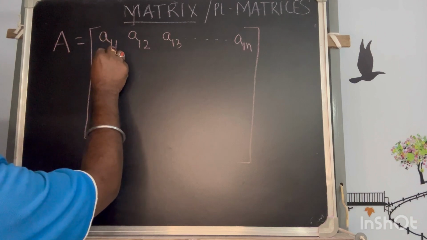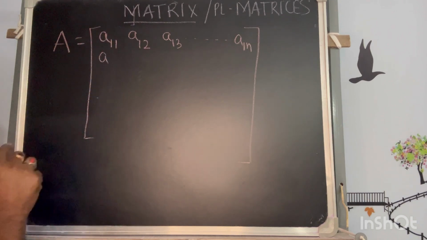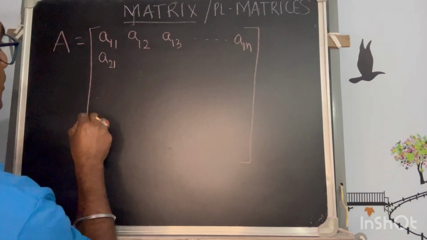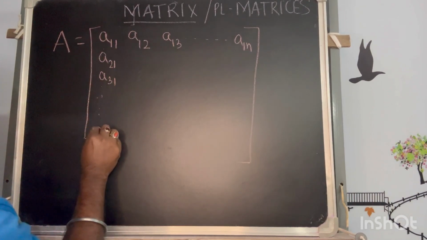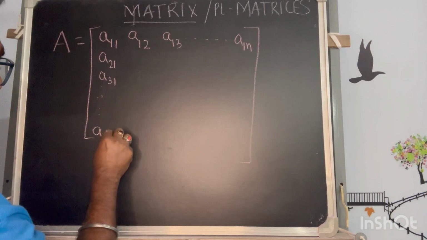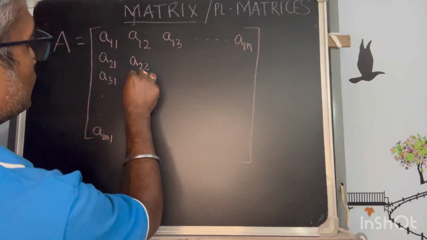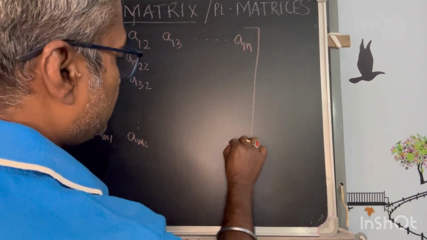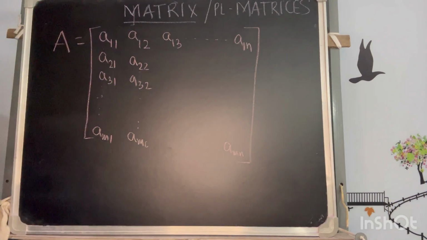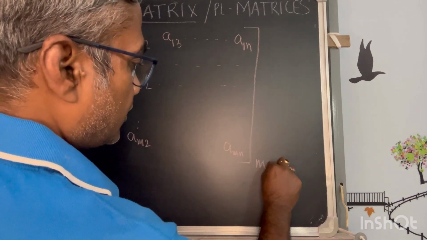Now the same thing, if I move down, the first suffix will vary. That means we are varying the row, because we are moving vertically down. In the same column, the column number will not vary, rather the row will vary until the maximum number of rows m. And same, if I move to the second column, this will vary to 2 2, 3 2, dot dot dot, a m 2. And this will be my maximum, and that will be denoted by this. So this will be the general representation of any matrix.